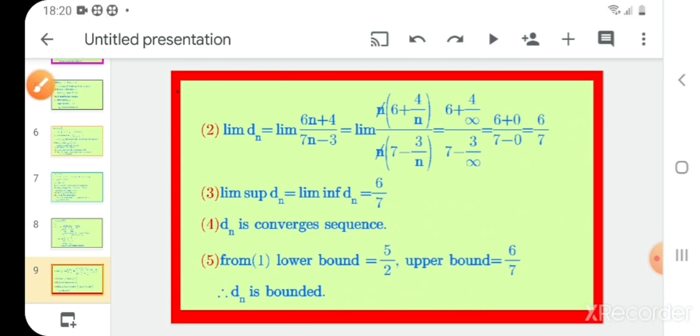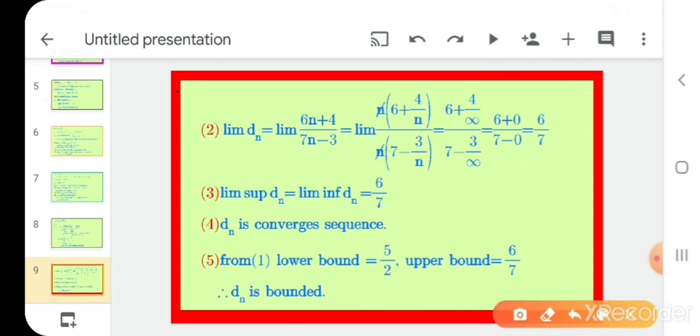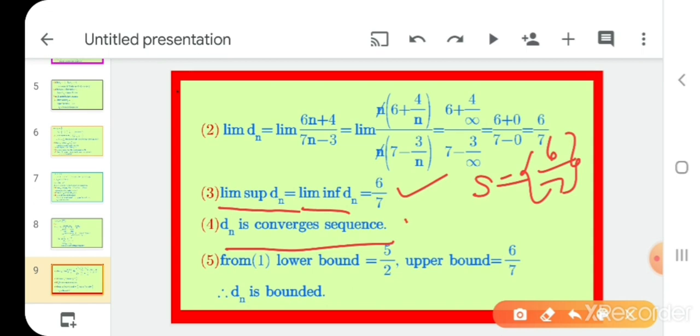We find only one limit, so what is the set of subsequential limits? 6 by 7 is the only limit. So I write limit supremum of dn and limit infimum of dn is 6 by 7. If the limit exists, then it is a convergent sequence. Is it a real number or not? 6 by 7 is a real number, so it is convergent.